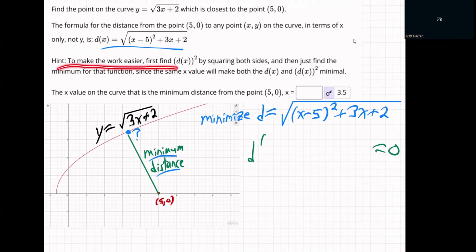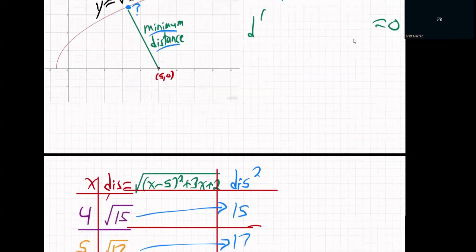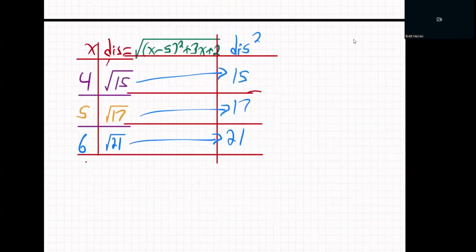Hint: to make the work easier, first find the d of x squared by squaring both sides, and then just find the minimum for that function, since the same x value will make both d of x and d of x squared minimal. What am I talking about there? Let me show you. Down here, I've got an example written up for you.